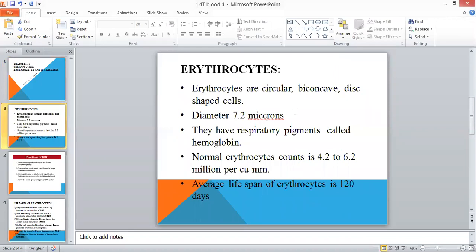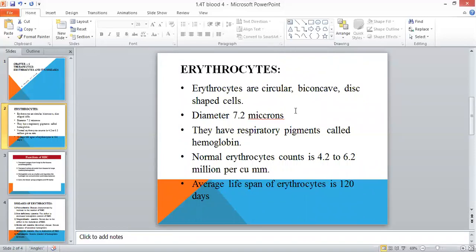Now, erythrocytes. Erythrocytes are circular, biconcave, disc-shaped cells. They are very minute, having a diameter of 7.2 microns. Erythrocytes do not have a nucleus, but they have a respiratory pigment called hemoglobin. The red color of blood is due to the hemoglobin.